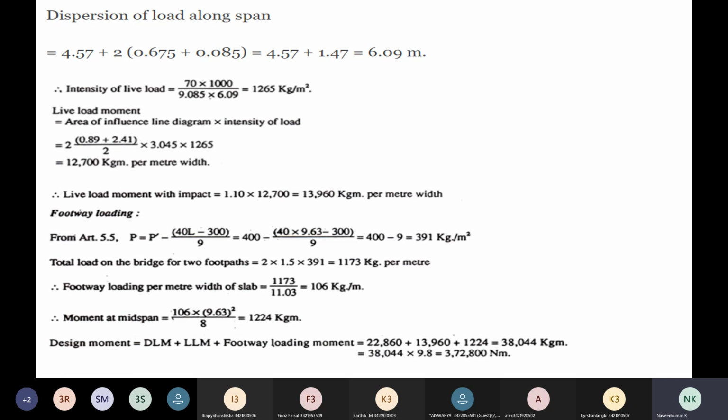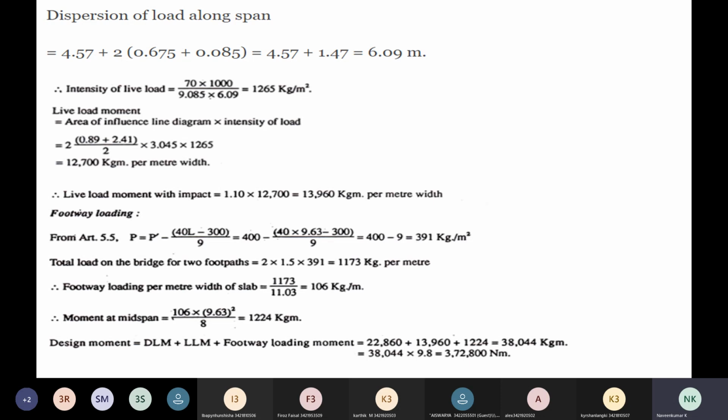So these are all the intensities, and you add all the intensities together. In total, 38,044 kg meters. So per meter, 38,044 kg meter intensity of moment will be applied.